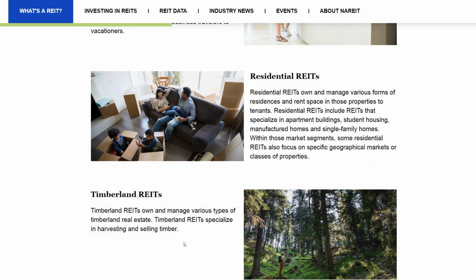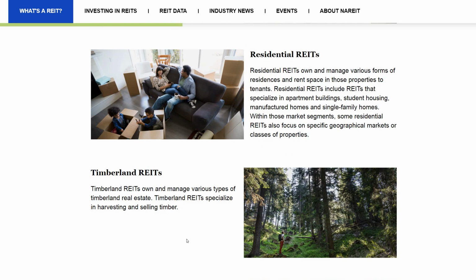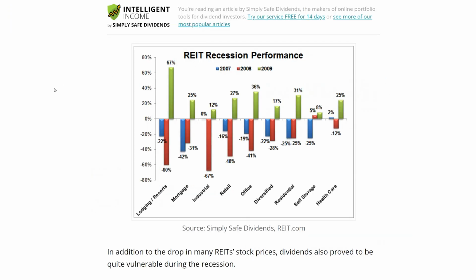Another type is going to be your timberland REITs. Now, I think this is not something that your average beginner or new investor would think of. Well, okay, you can actually invest in forests, and I actually have one timberland REIT in my portfolio as well.